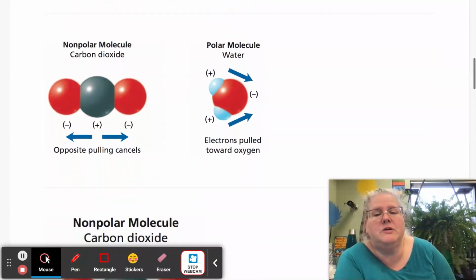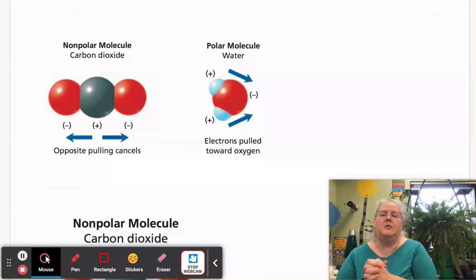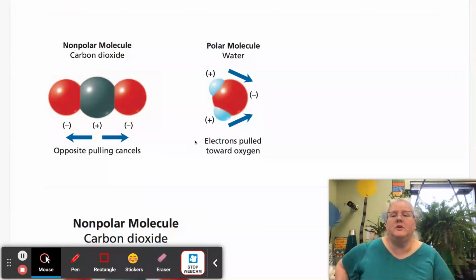So here are 2 more examples of the same thing. A nonpolar carbon dioxide, if we look, we've got arrows going in opposite directions. They cancel each other out. It's an equal sharing because the pull is equal on both sides. In this case, carbon dioxide, 1 carbon to 2 oxygens, meaning 2, remember, equally share.